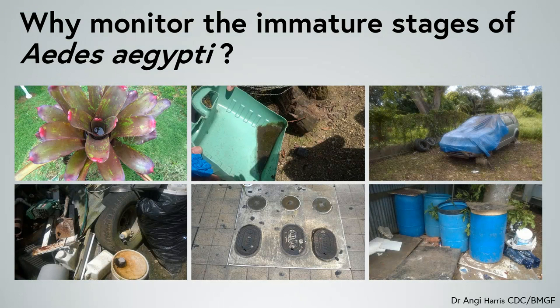During this course, you have previously learned that the immature stages, the eggs, larvae and pupae of Aedes aegypti mosquitoes are found in a variety of water-holding containers in or around houses. You have also learned that entomological surveys of Aedes aegypti are important to determine the effect of control measures on mosquito populations and/or to study the epidemiology of a vector-borne disease.